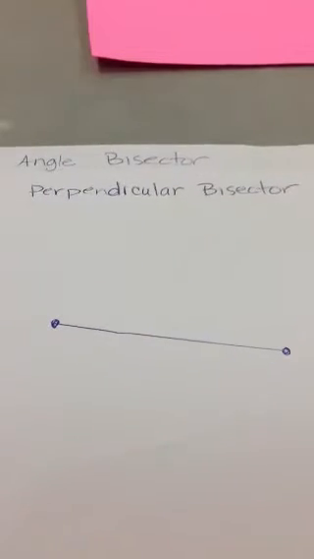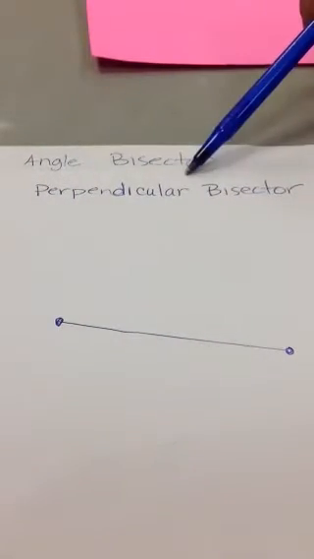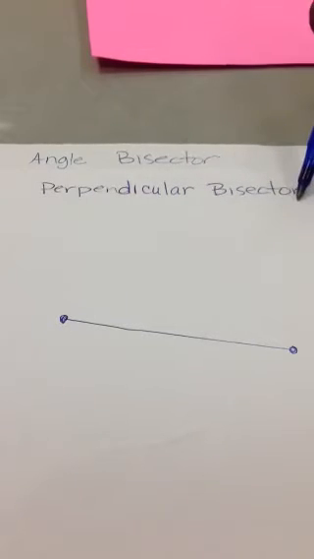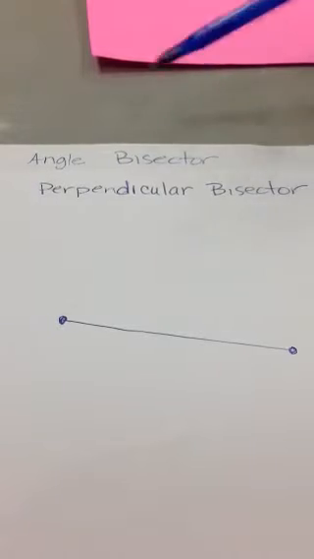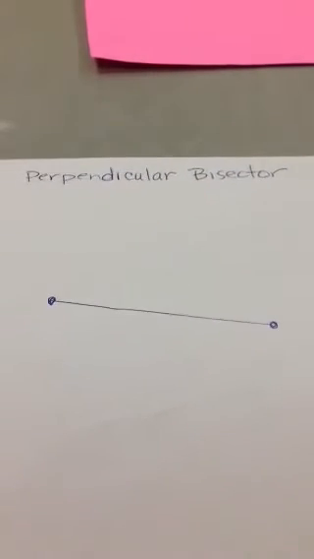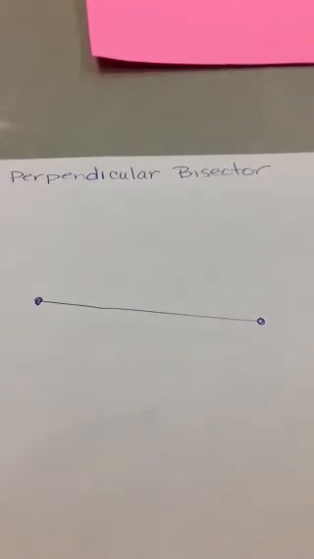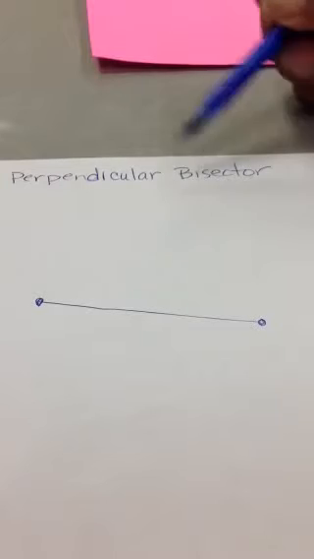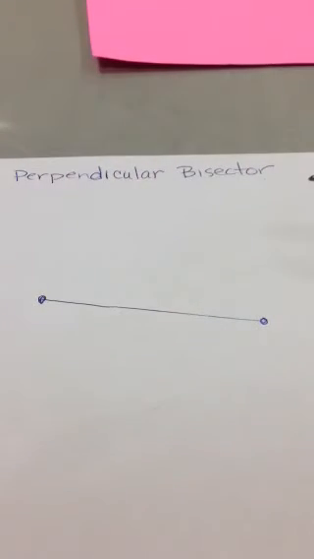Class today we're going to be talking about bisectors, angle bisectors, and perpendicular bisectors. And if you remember, bisectors cut whatever they're bisecting into two congruent pieces. Okay, so first we're going to take a look at a perpendicular bisector. A perpendicular bisector is a special bisector because not only does it cut whatever it's bisecting into two congruent pieces, but it also forms a right angle with it.